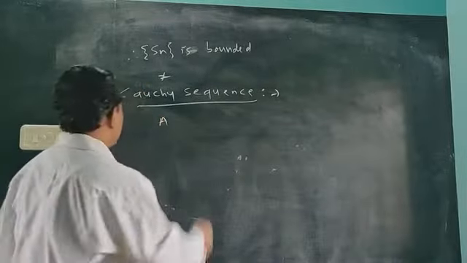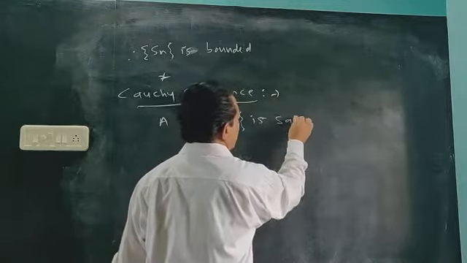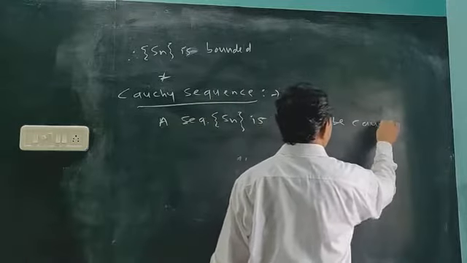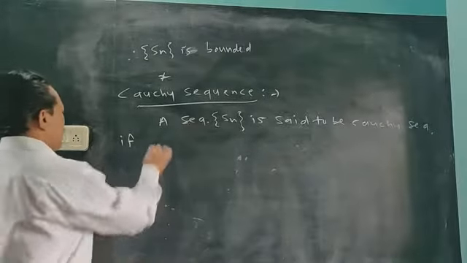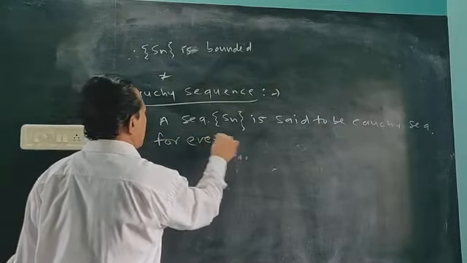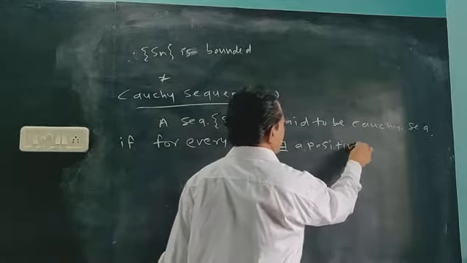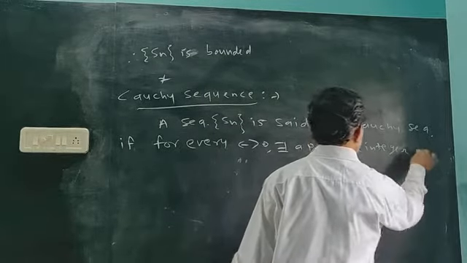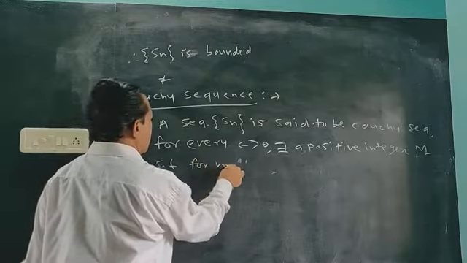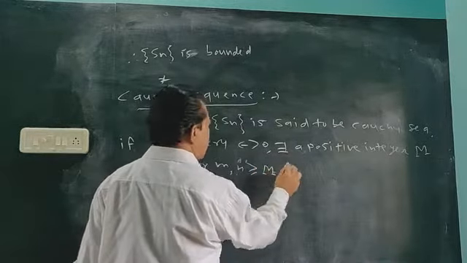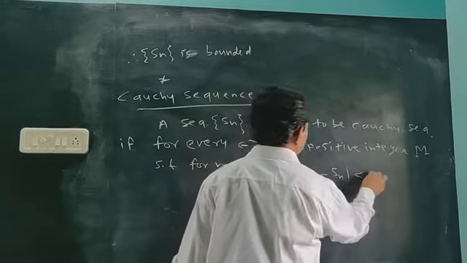Definition: a sequence Sn is said to be a Cauchy sequence if for every epsilon greater than 0, there exists a positive integer M such that for m and n, two numbers, both greater than M, we have mod of Sm minus Sn less than epsilon.